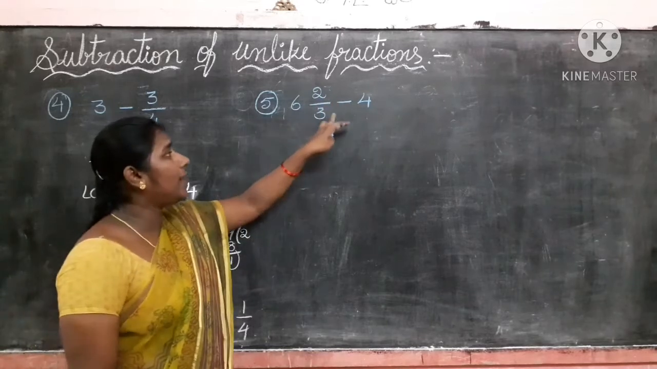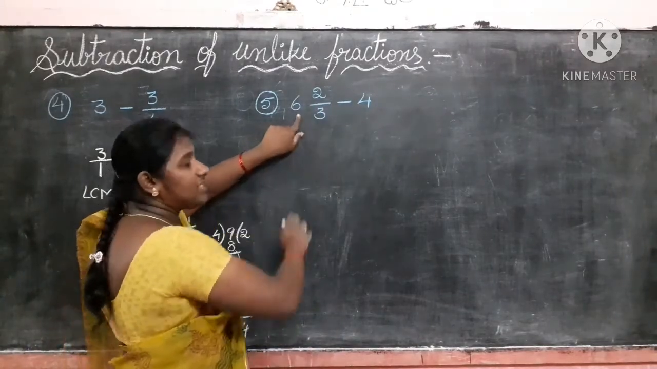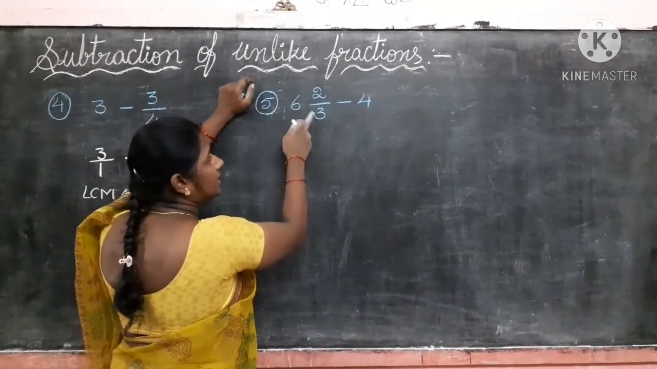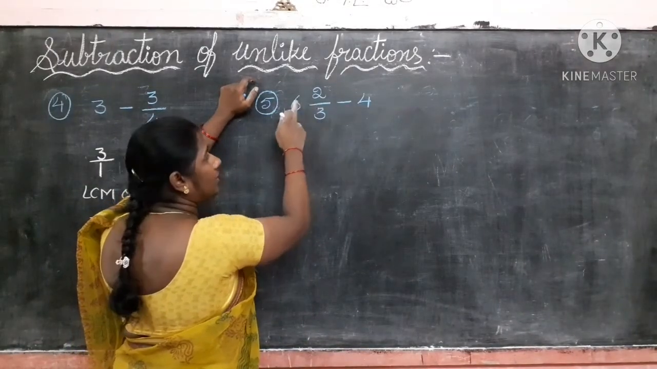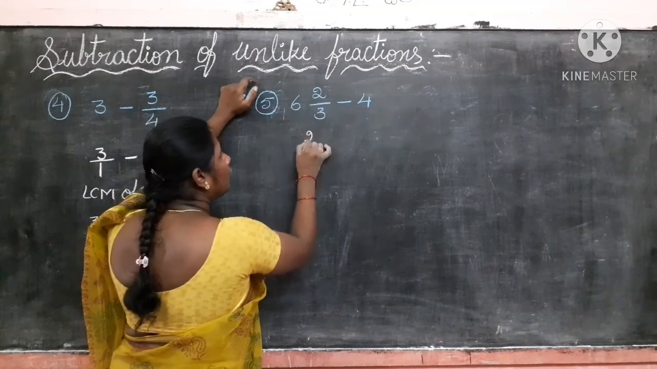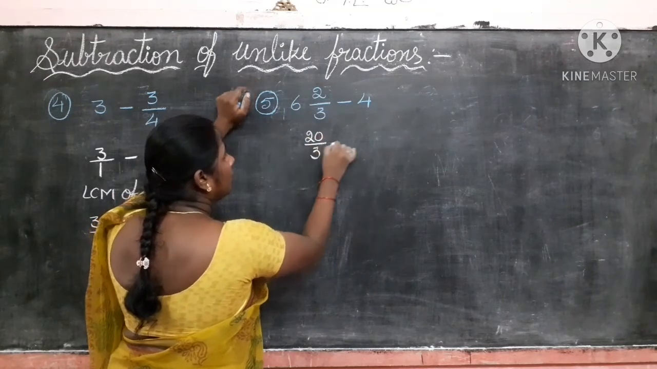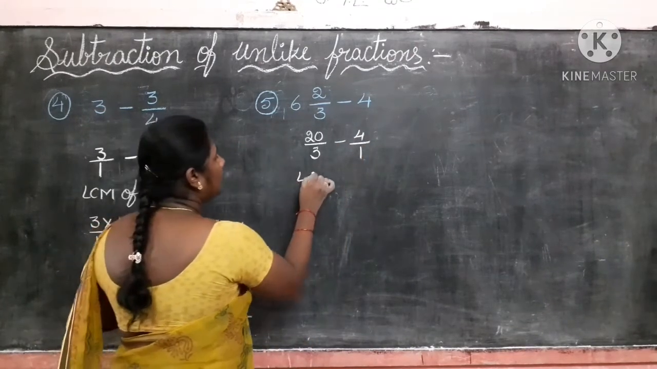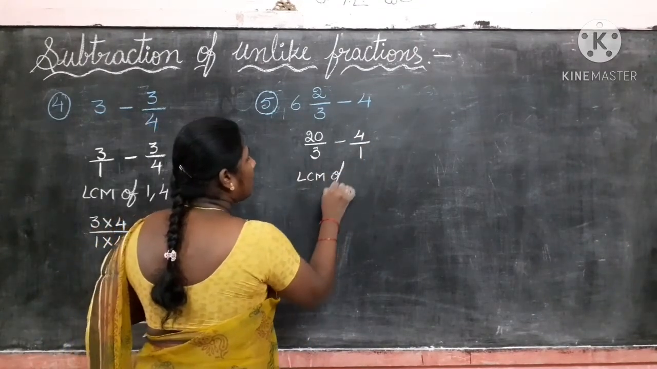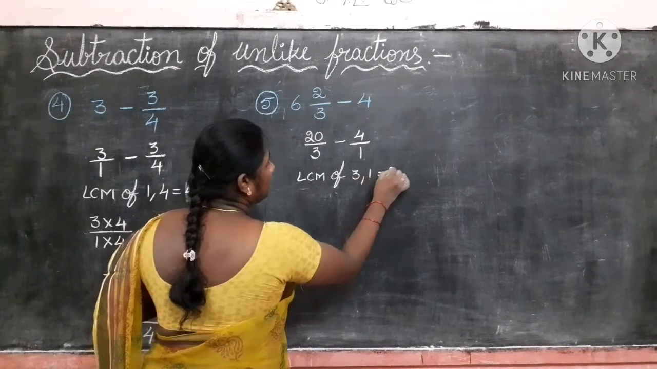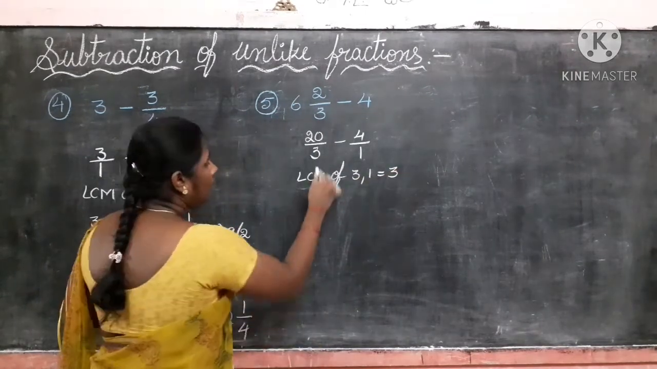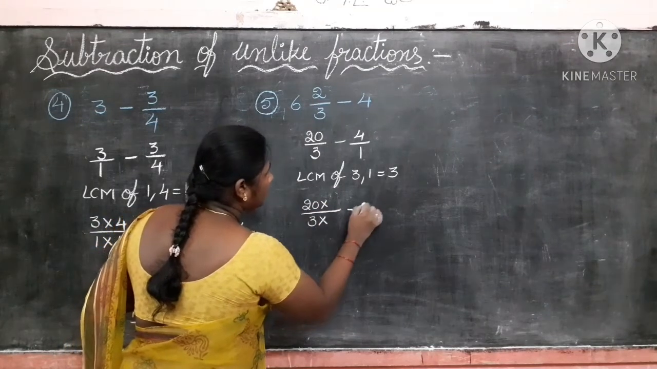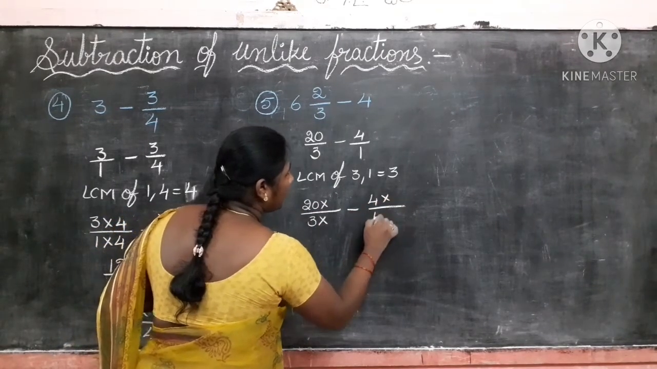Next one 6 2 by 3 minus 4. This is a mixed fraction. We have to convert it into an improper fraction. 3 6s are 18 and add the numerator. 6 3s are 18 plus 2, 20 by 3 minus 4 by 1. So the LCM of 3 comma 1 is equal to 3. 20 by 3 minus 4 by 1.